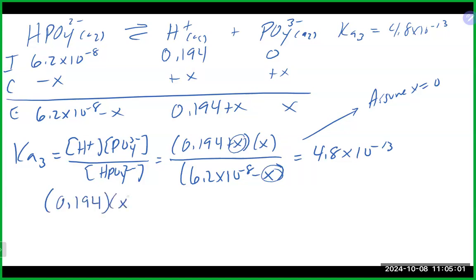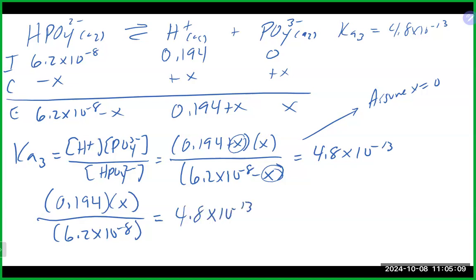0.194 times x divided by 6.2 times 10 to the minus 8 will equal 4.8 times 10 to the minus 13. We're going to multiply 4.8 times 10 to the minus 13 times 6.2 times 10 to the minus 8, and then divide by 0.194, and that is going to give us an x value here, 1.5 times 10 to the minus 19.